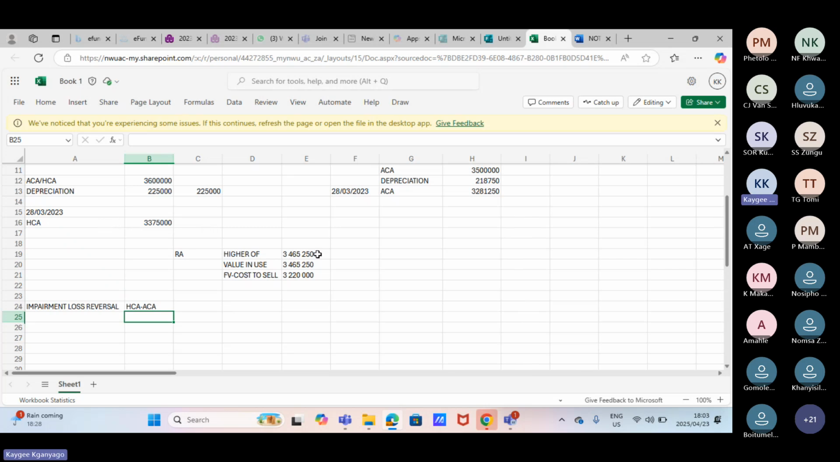The normal impairment loss reversal was going to be 3,465,250 subtract 3,281,250. But since the rule says I cannot reverse more than my historical carrying amount, therefore I will only take this historical carrying amount and then subtract this. It will be my reversal. So this will be equals to this minus this.